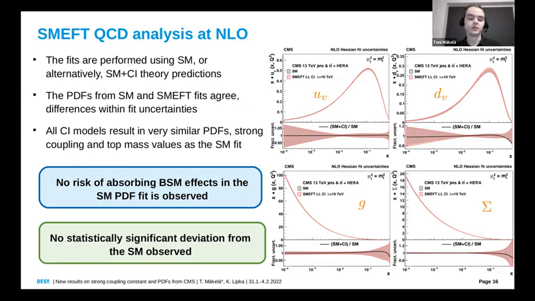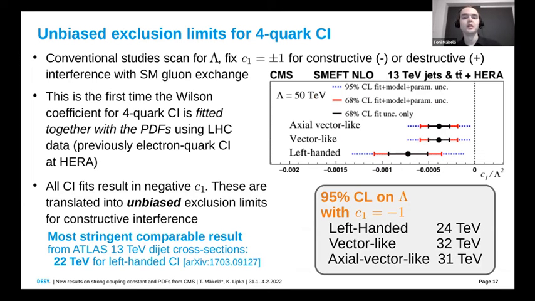So there was no statistically significant deviation from the standard model, but it's nice to make a comparison to a more usual type of search for contact interactions, because conventionally one would just fix the Wilson coefficient of the contact interactions to either +1 or -1, depending on if you want to look at constructive or destructive interference with the gluon exchange.